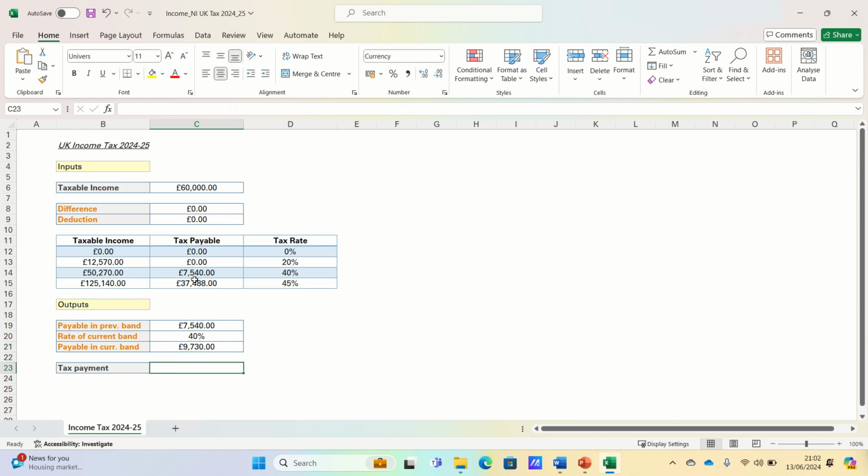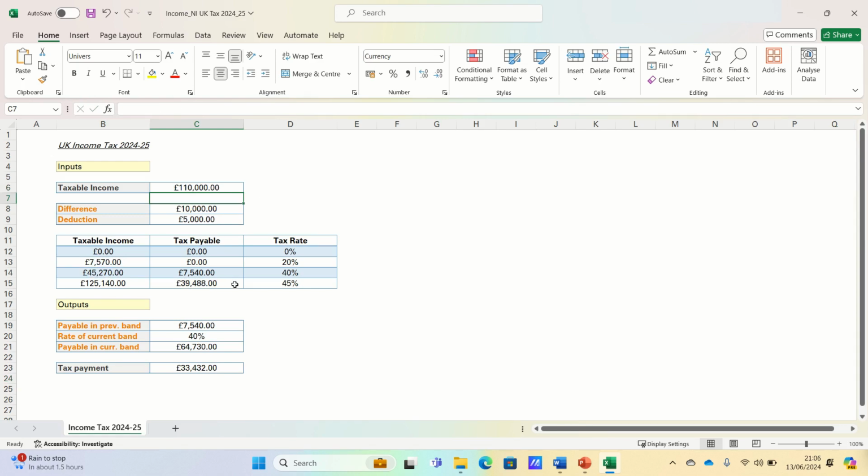50,270. Now that we have the intermediary calculations, we can calculate the annual tax payment. This is the amount payable in the previous tax band, plus the rate of the current tax band, multiplied by the amount payable in the current tax band. So for a taxable income of £60,000, our annual tax payment is £11,432. We can now check whether our calculation works for an income of £110,000, which is above £100,000.